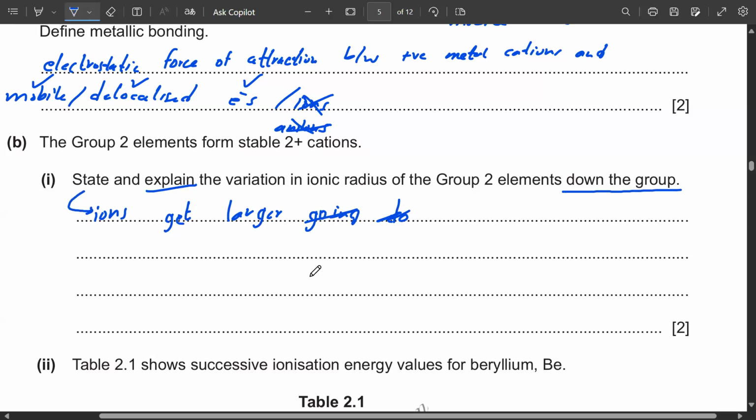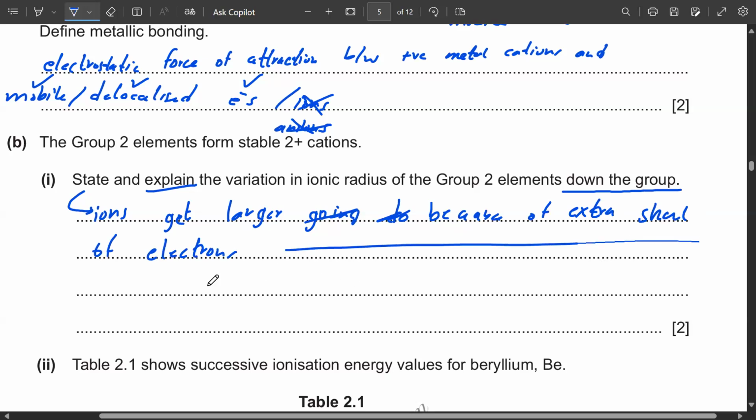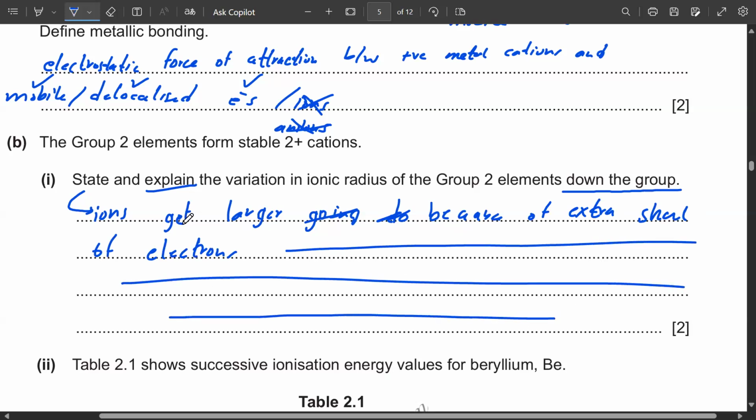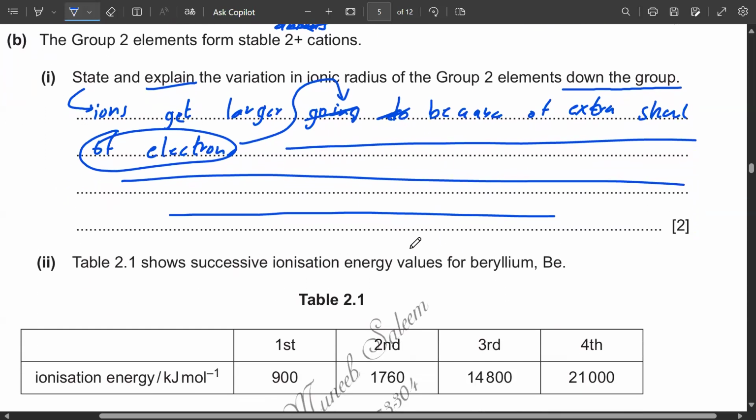State means how is the trend, and explain means why is that trend. So explain means because we have extra shells of electrons. Now the answer is completed, although we have so much space left, but that is of no use. If you have your precise answer, then you do not need that space. In fact, these two words could also be adjusted in my crossed out answer to give me 3 extra lines of space to write my answer.